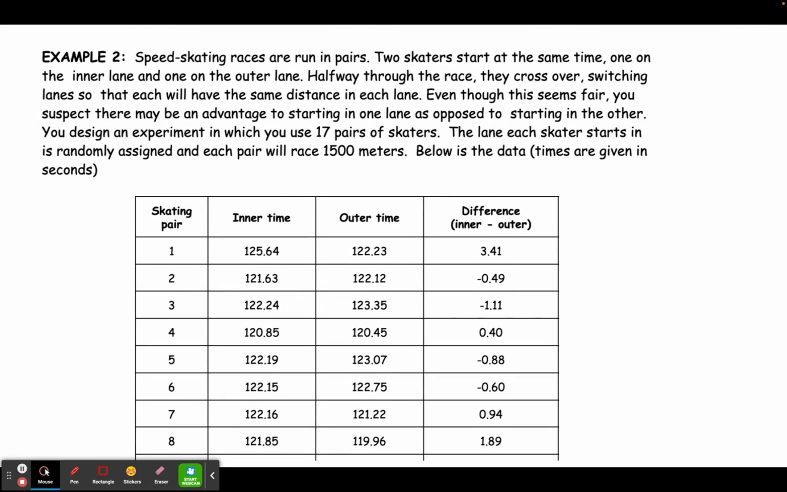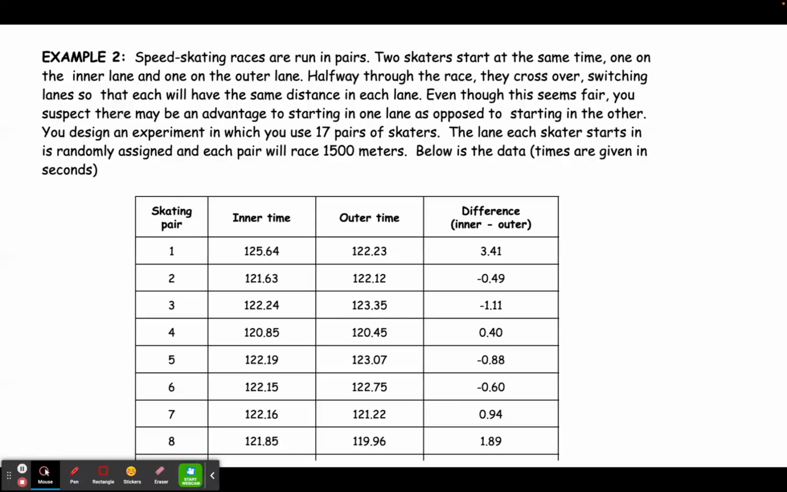Halfway through the race, they cross over, switching lanes so that each will have the same distance in each lane. And you may be familiar with why they do this already. If you think about a track and the way that it's set up, if you stayed in the outer lane the entire time, you would be skating a longer distance than the skater in the inner lane. So, to make sure that both skaters skate the same distance, they switch lanes halfway through.